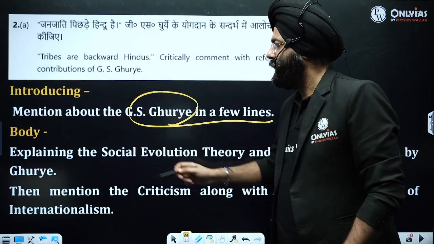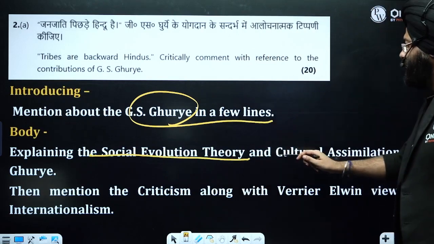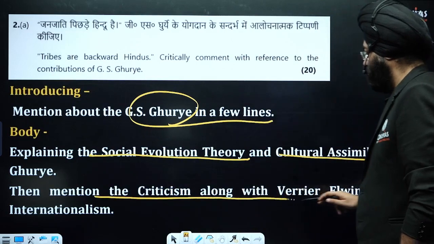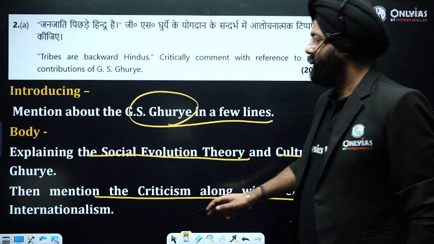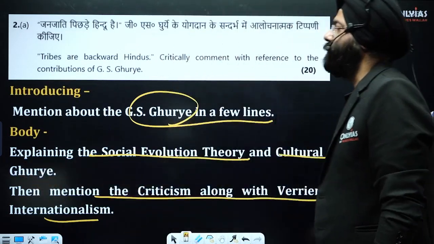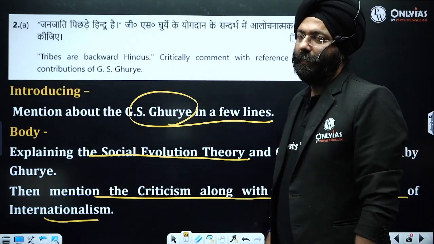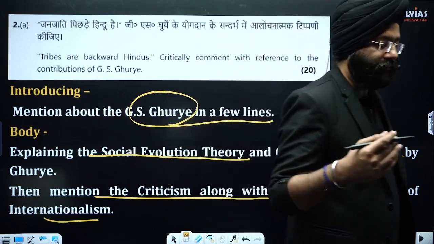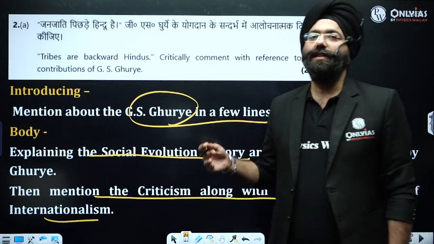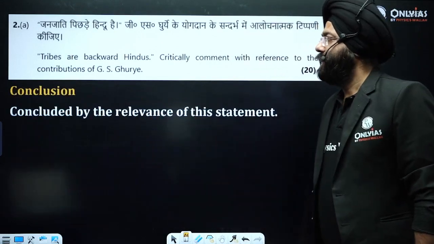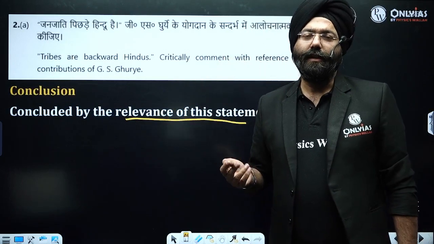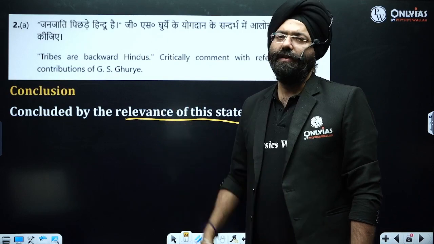So यहाँ पे again आपको explain करना था social evolution theory and cultural assimilation by Ghurye, और mention करना था criticism along with Verrier Elwin and internationalism. ये थोड़ा सा views हैं जो हम क्लास में करते हैं बहुत डिटेल में. ये क्लास में डायरेक्टली कराया भी गया था. So all those who had attended the class, they would be very easily able to attempt this question also, right? Next, relevance of this statement. Is point ko criticize bhi karna tha aapka alag-alag thinkers ka view leke, and then could have easily been answered.